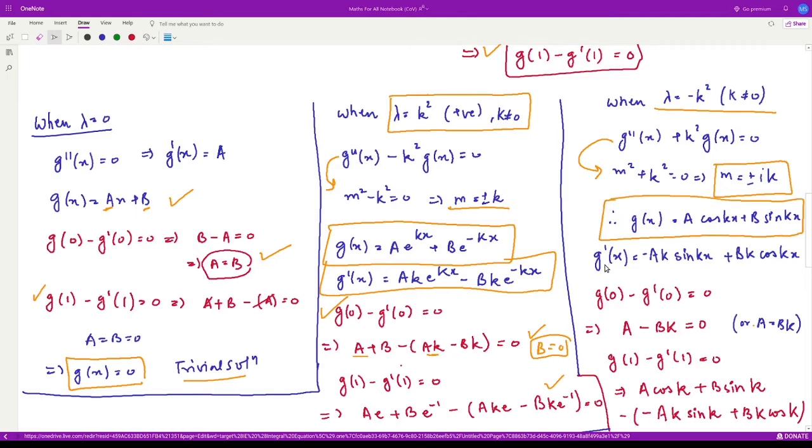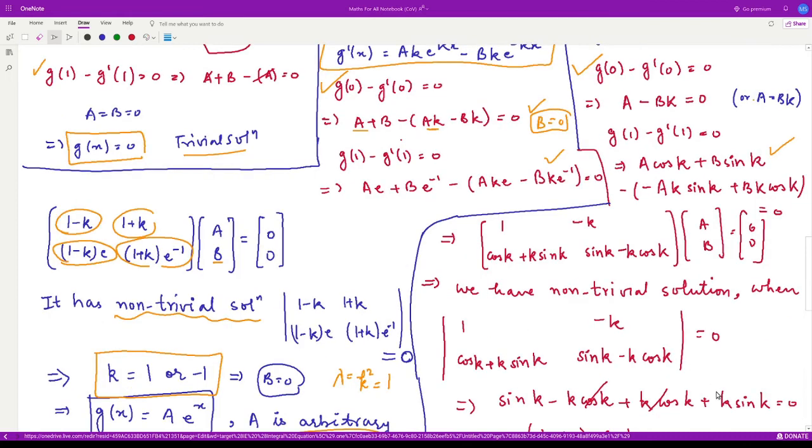When we take its derivative, it becomes this, right? So now, in order to evaluate the values of constants a and b, what do we have to do? We have to apply both the boundary conditions. When applying the first one, you will get a is equal to bk, right? And when you apply the second condition, we will get this condition, right?